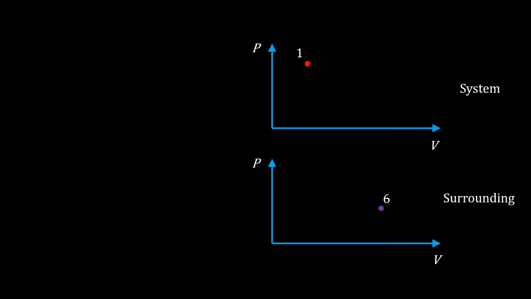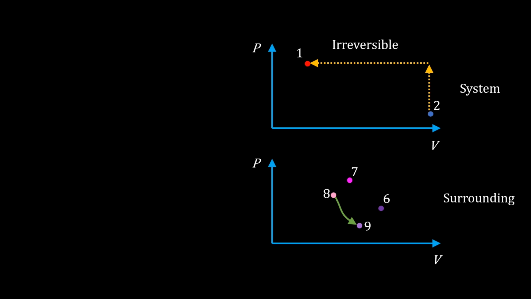The initial state of system is state 1 and that of the surrounding is state 6. In reversible case, when the system moves from state 1 to 2, the surrounding moves from state 6 to 7. When the system comes back to state 1, the surrounding goes back to the original state. In the irreversible process, when the system goes from state 1 to 2, the surrounding goes from state 6 to 8. When the system comes back to state 1, the surrounding moves to yet another state, the state 9. In the reversible case, the surrounding comes back to state 6. In the irreversible case, it does not.